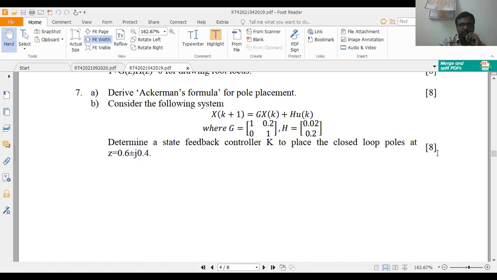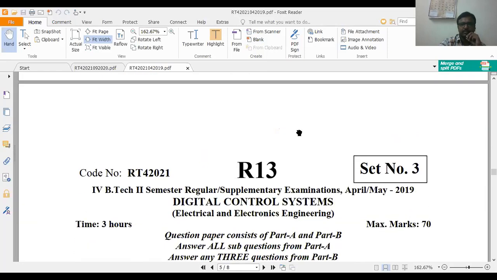Okay, one kind of problem is going to be there regarding unit number 6. That's why I'm saying unit 6 is very important for obtaining marks. Only 2 questions are going to be there. One is the pole placement technique, and the second one is Ackermann's formula. Okay, and coming to the discussion regarding set number 3.